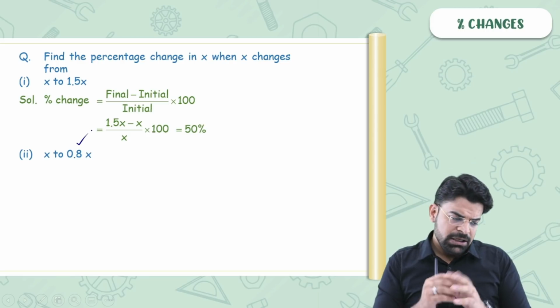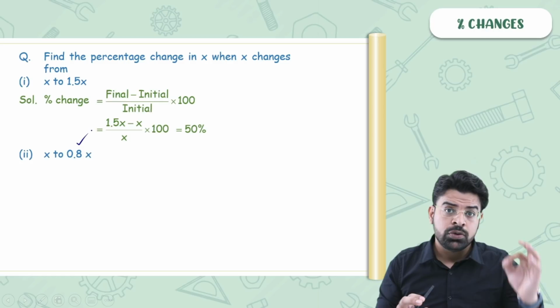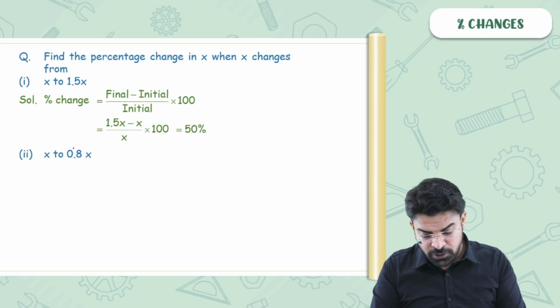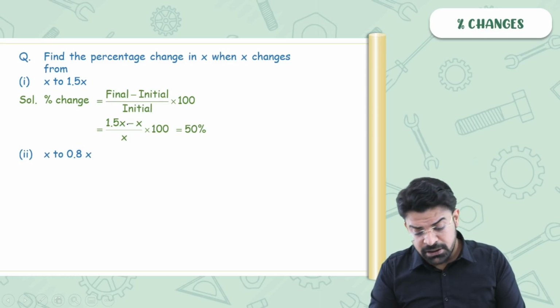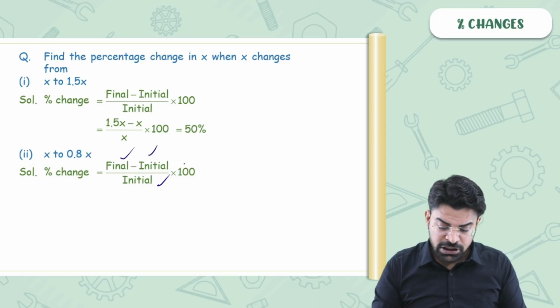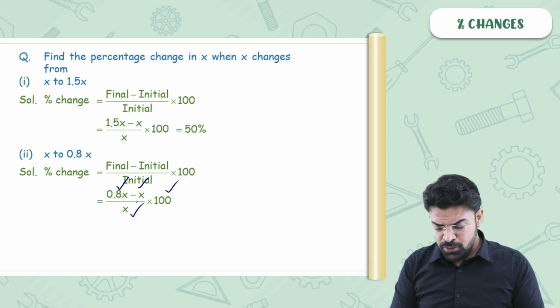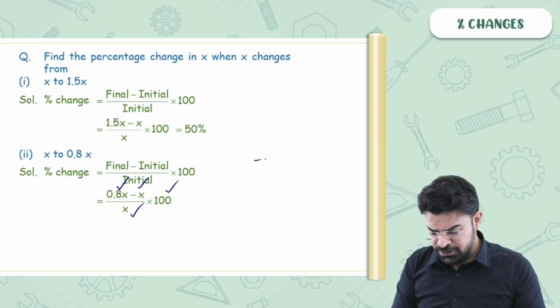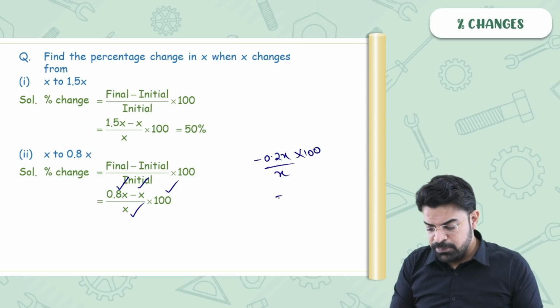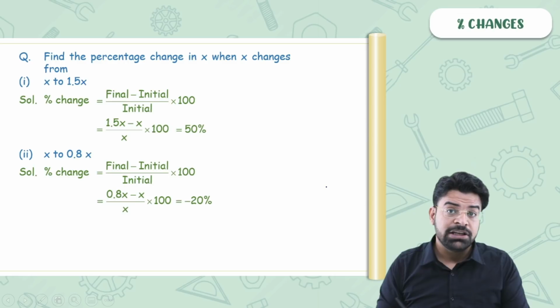Now you will say, one thing is for sure: if the quantity decreases, then the percentage change has to be negative. So if the quantity changes from x and becomes 0.8x, then the percentage change will be given by (final minus initial) upon initial into 100. That will be equal to (0.8x minus x) upon x into 100. In the numerator, you will get minus 0.2x upon x into 100. So that becomes minus 20%. It means that the quantity decreases by 20%.